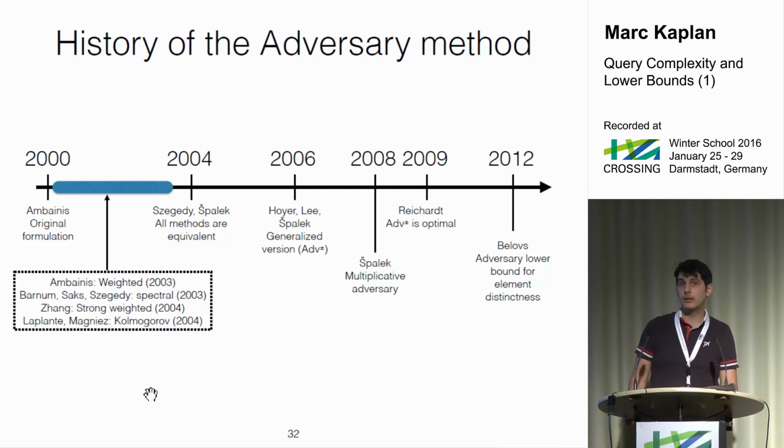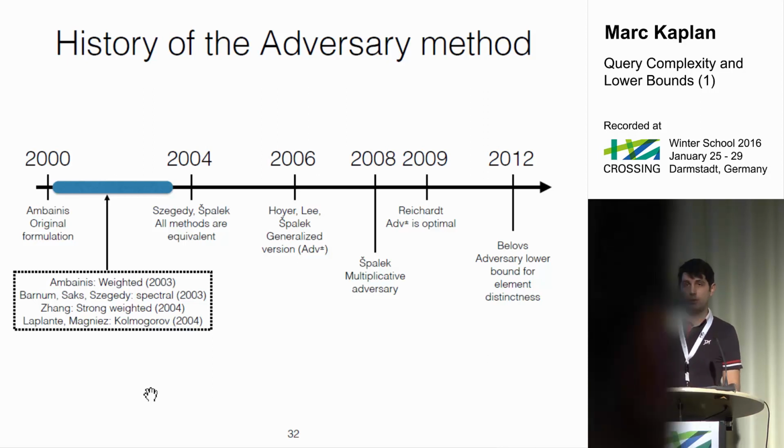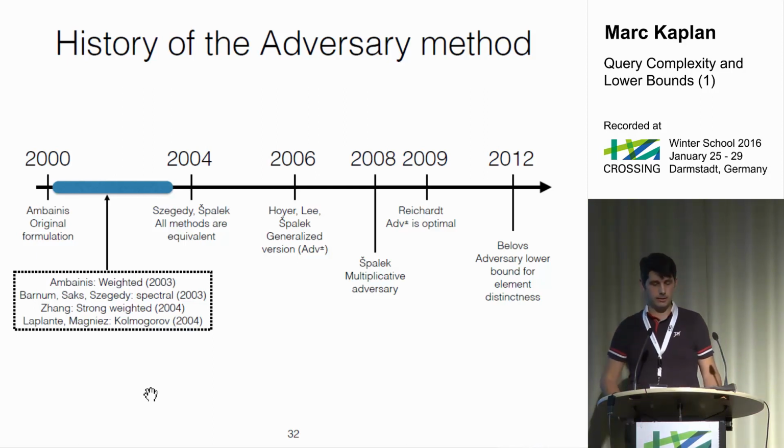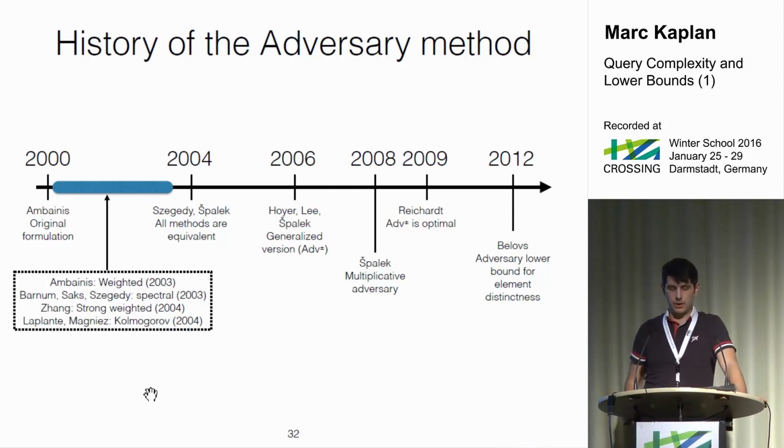And they proved that with this method you can beat the original adversary method. You can prove higher lower bounds. In fact, the generalized adversary method is really the one you should take home. Today, when we talk about the adversary method, we should only talk about the generalized adversary method.